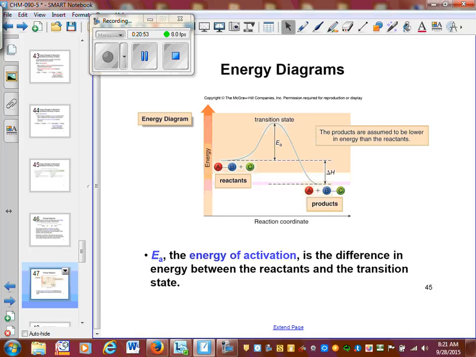So here, we have the reactants on the left, the products on the right. Here the products are lower in energy than the reactants. So this is an exothermic reaction. Well, here we have something called energy of activation, E sub A. What does that mean?